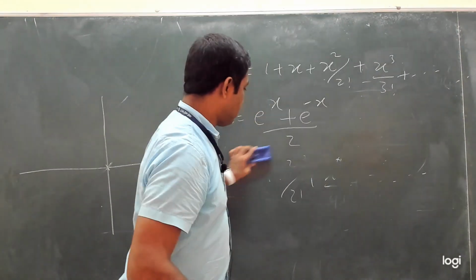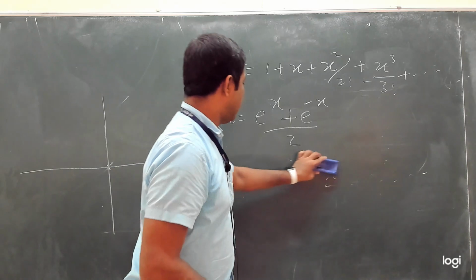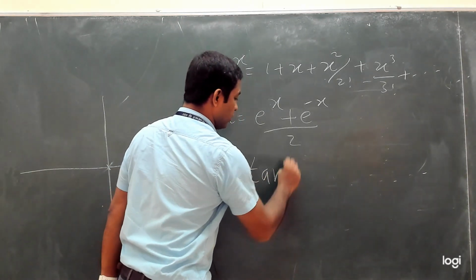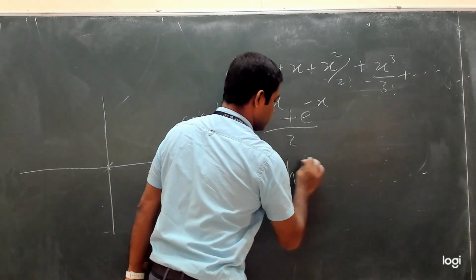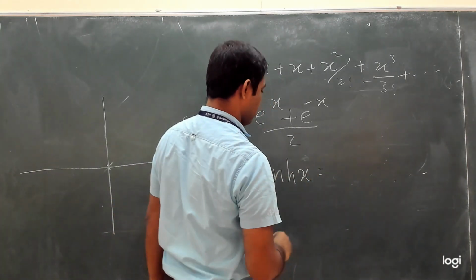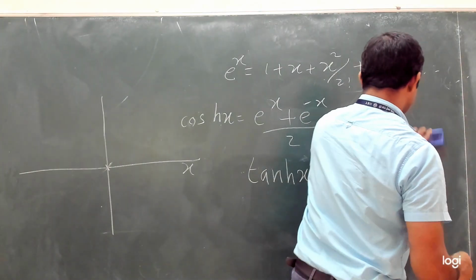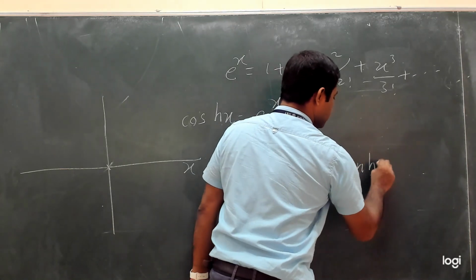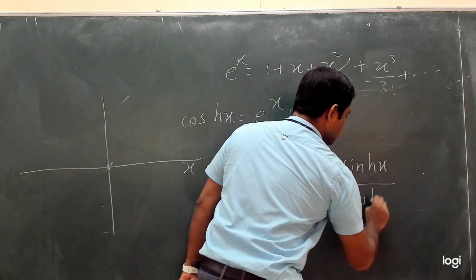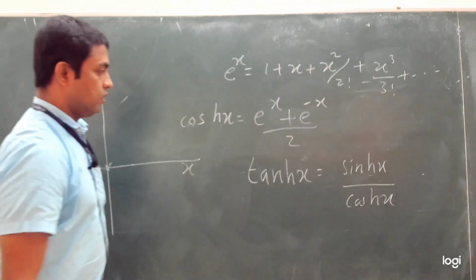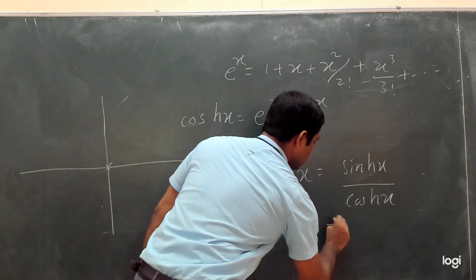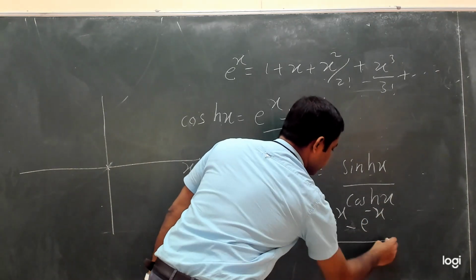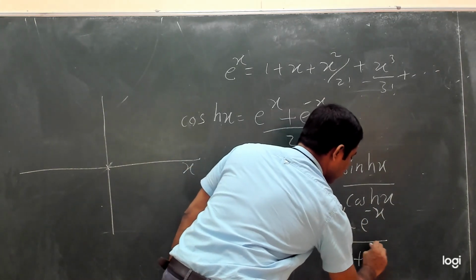So, you know sine hyperbolic x and cos hyperbolic x. So, tan hyperbolic is a very important function, because it happens in so many places in physics, okay, in the magnetization, Ising model etc. So, tan hyperbolic x is sine hyperbolic x divided by cos hyperbolic x. So, this is equal to e power x minus e power minus x divided by e power x plus e power minus x.